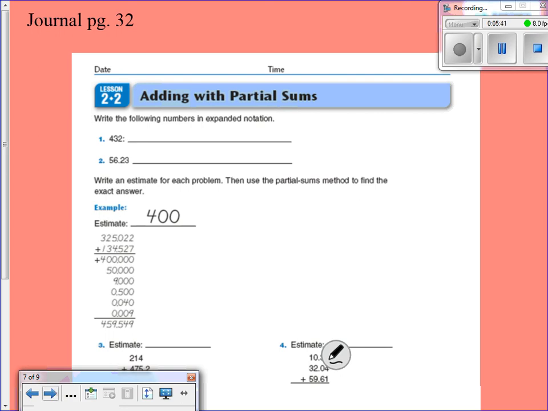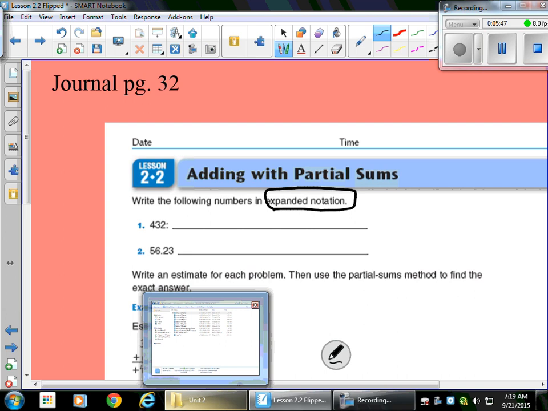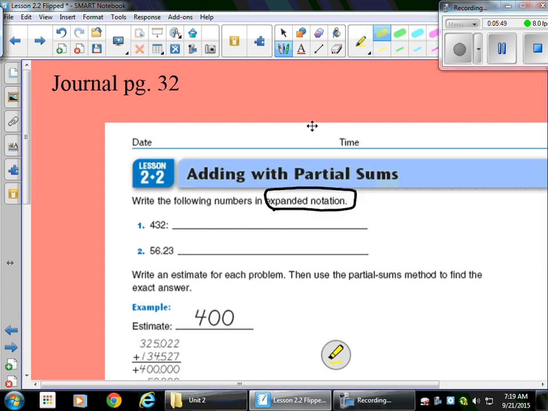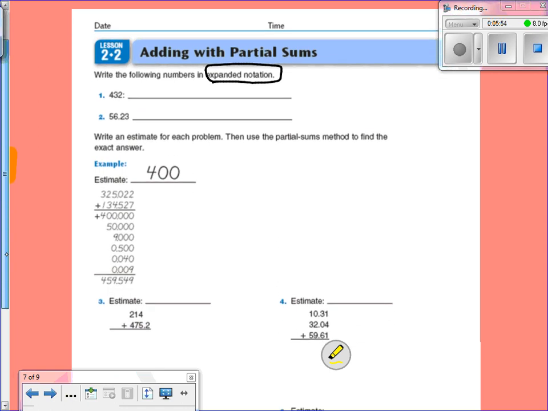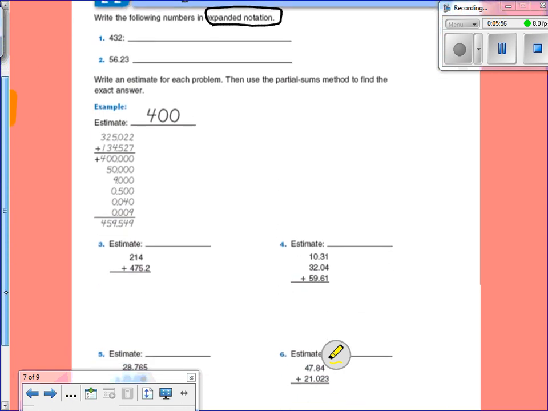Write the following numbers in expanded notation. If you forgot what that was, kids, I want you to go back and take a look at my video in the beginning. I'm going to change this to a highlighter so you can follow along. Down here it says, write an estimate for each problem, then use the partial sums method.